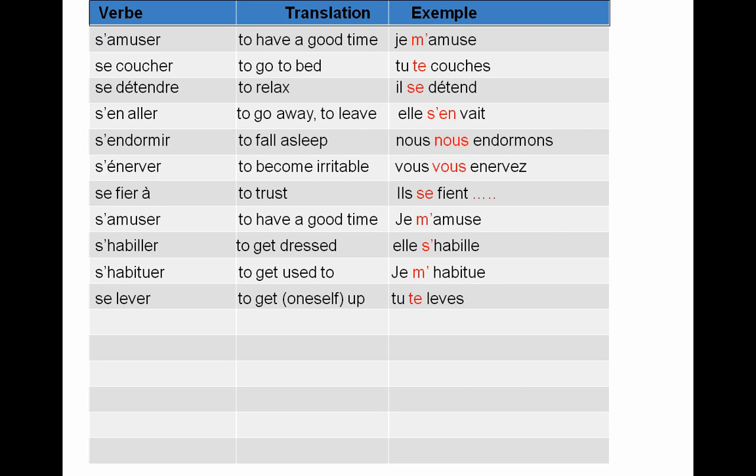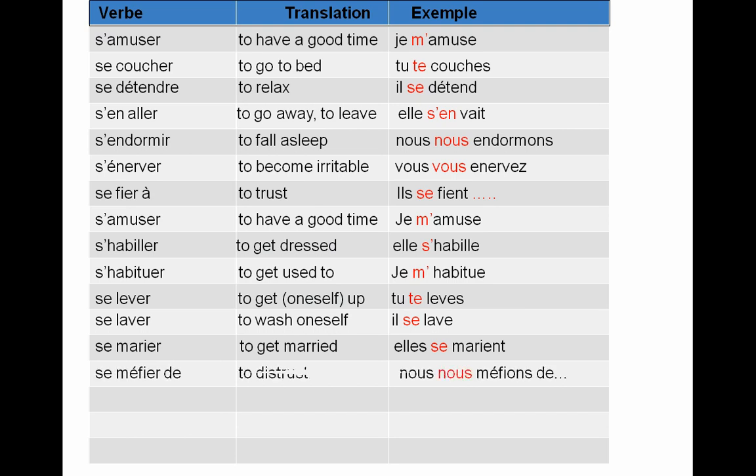Tu, subject. Te is the reflexive that goes with tu, because I gave you the table in the previous page, and that's how it is. Se lever, tu te lèves. Then you have se laver, to wash oneself. Il se lave. I pick il, so se lave. Se marier, to get married. Elle se marie. So they get married, okay? Se méfier de, to distrust, or not to trust someone. Nous nous méfions des politiciens, for instance. We don't trust politicians. It's not very nice.